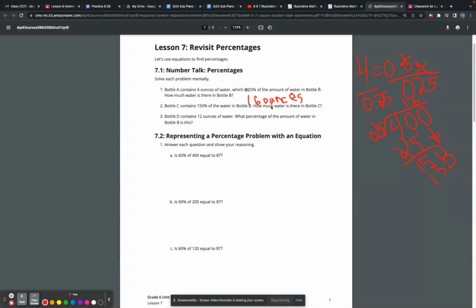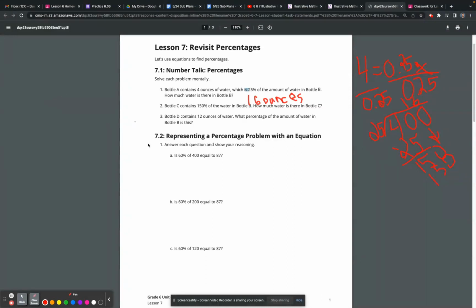If we jump down here to 1A, there are 3 statements here. We have to say if they are true or not. So it's asking you, is 60% of 400 equal to 87? So we have to find 60% of 400 and see if that is equal to 87.